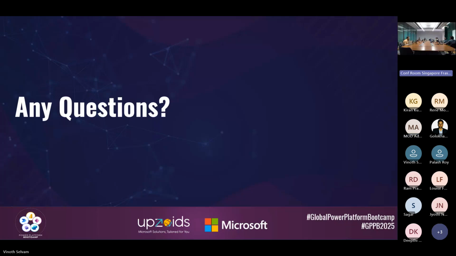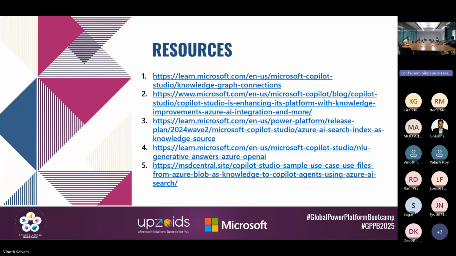Again, in Fabric, there was a scenario where they bring the data into Power BI and create a OneLake. Since the data is already there, I think we can use that data with Azure AI Search. Okay, I think the next question, Palas, we will discuss offline.